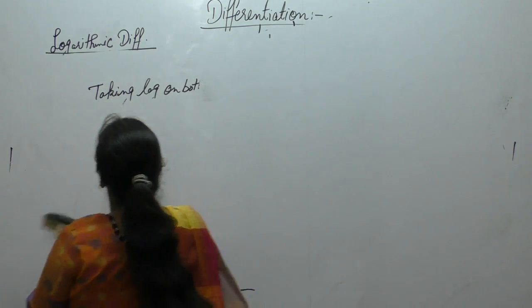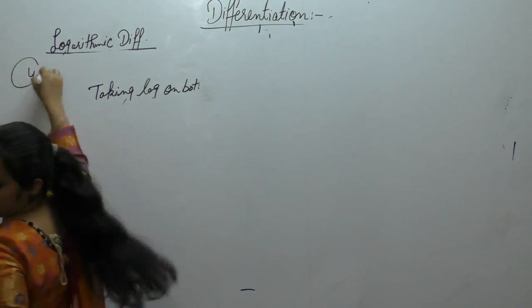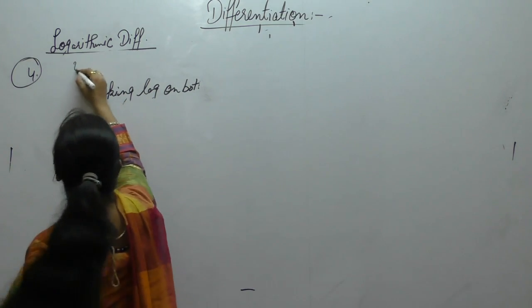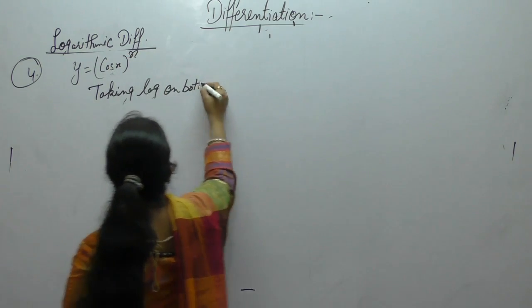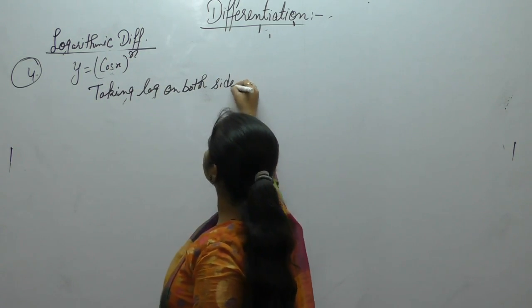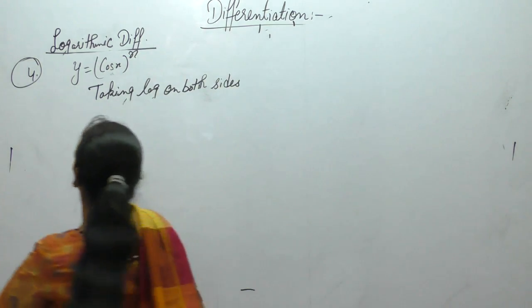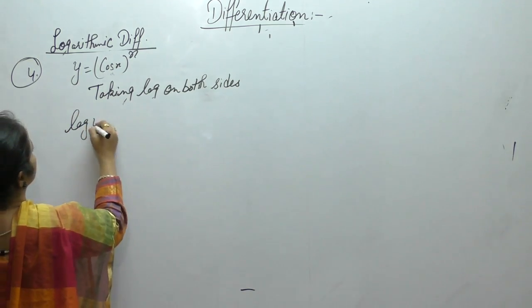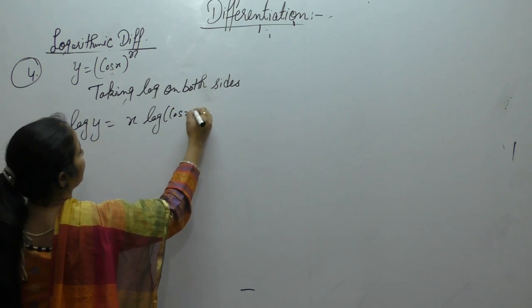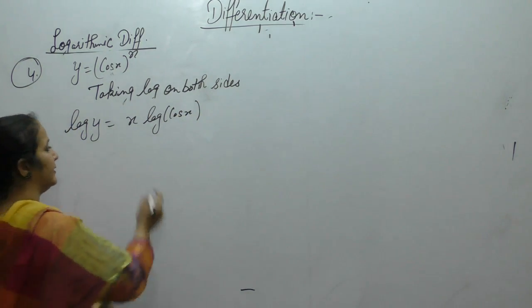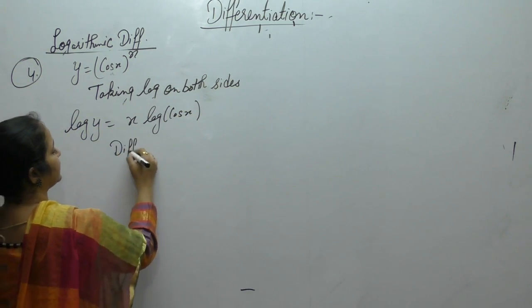Now next one is y is equal to cos of x power x. Taking log on both sides, what we get? Log of y equals x log of cos of x. This is what we got. Now differentiate with respect to x.